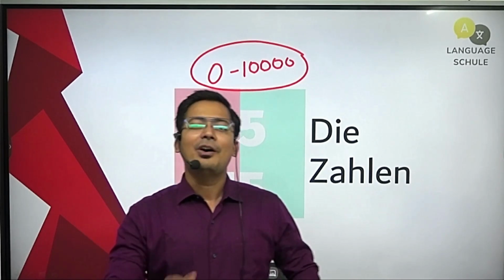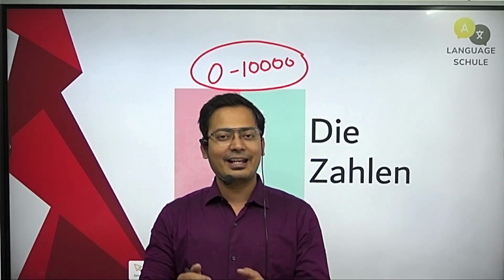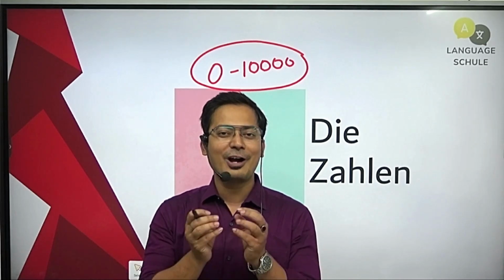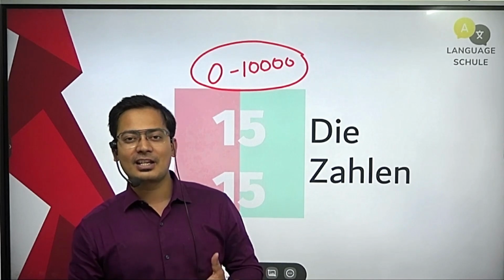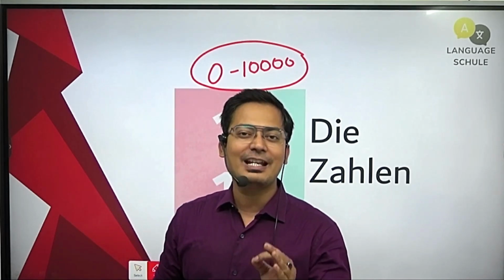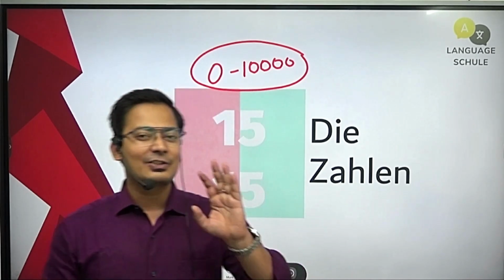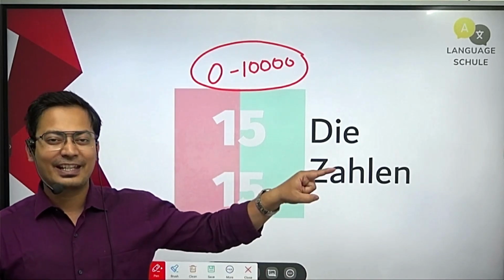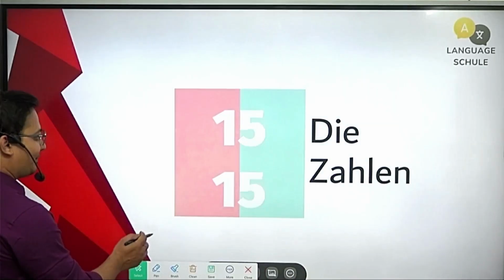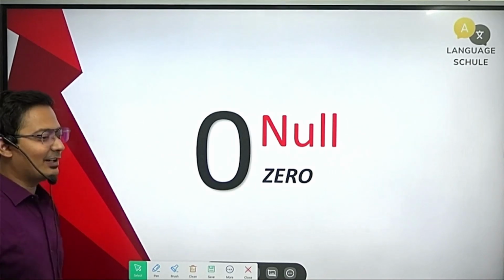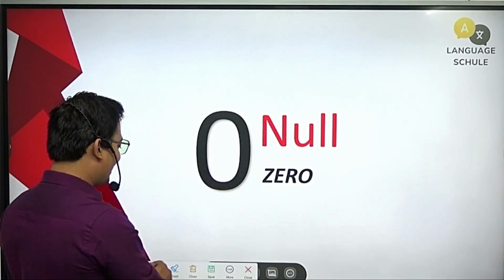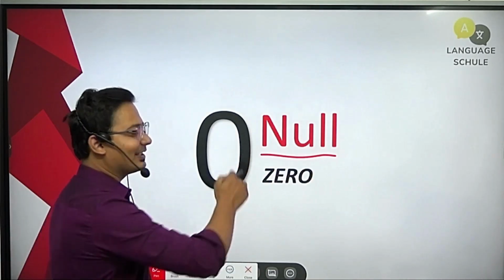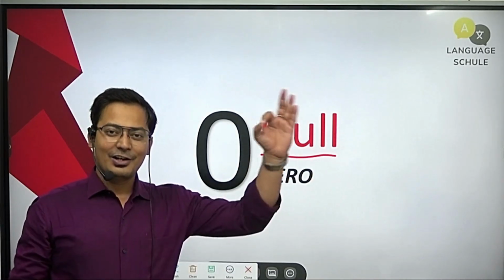If you want to take this bet, you have to speak every number with me. Whatever the pronunciation I teach you, you have to speak with me. Okay, so let's get started. Los geht's. The very first number is 0. 0 is not 'null' as in anything else, it is null. What is it? Null.